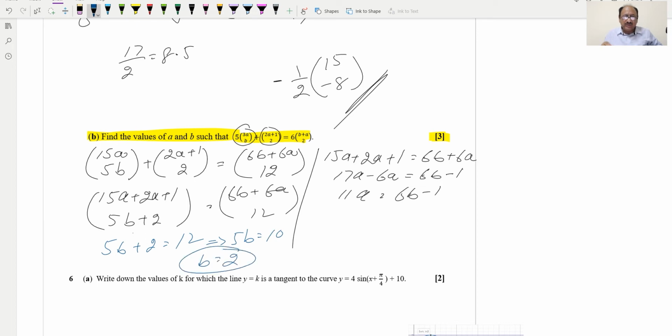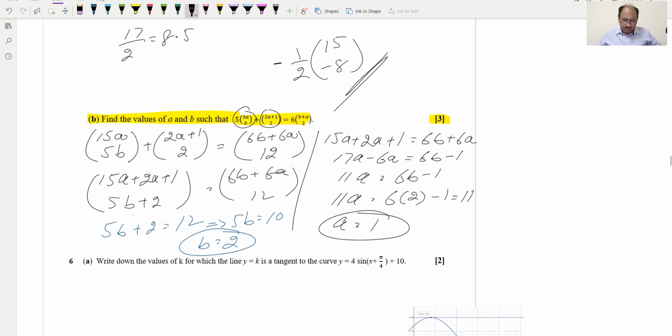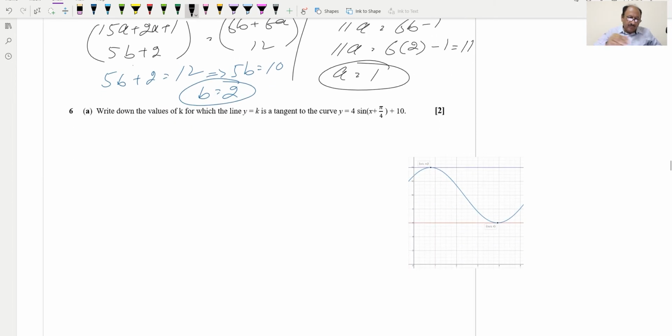So B is equal to 2, and if we replace in this equation B is equal to 2, we can write 11A is equal to 6 into 2 minus 1, so this will be equal to 11. So A will be equal to 1. So A and B value we were supposed to find, which we have done.